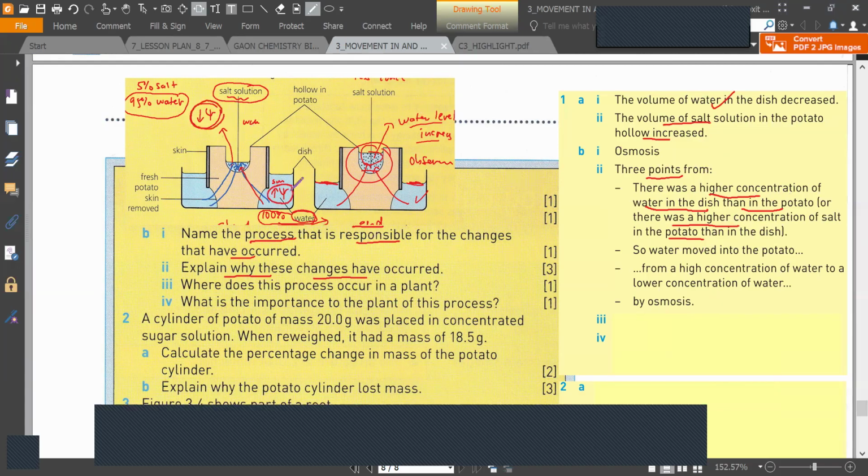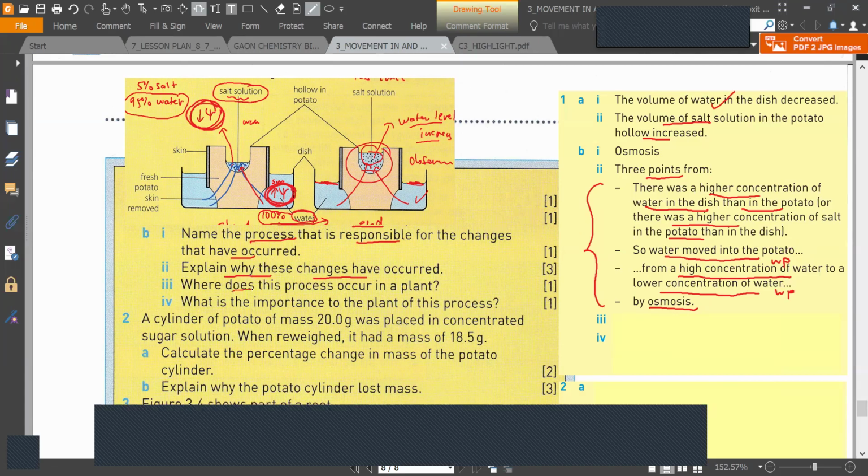So we are saying that here we have higher water potential, and here is lower water potential. So water will move into the potato, going from a high concentration of water to a low concentration of water. So we can say from high water potential to low water potential by osmosis. These are the key points that we need to include.